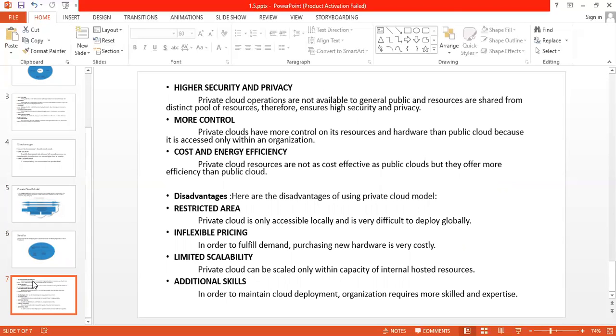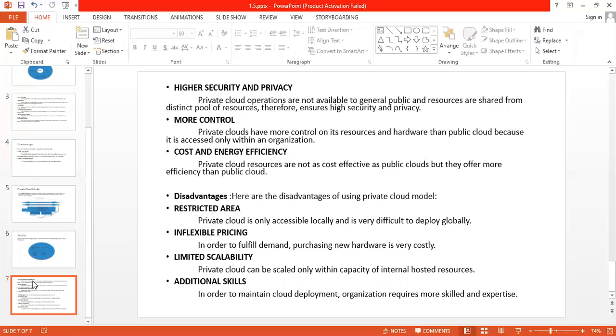So private cloud operations are not available to the general public, and resources are shared from a distinct pool of resources, which therefore ensures high security and privacy. So resources are also not available to anyone. We have to go to the pool of resources, then we have to pick it, and only an authorized person can use it. So basically, high security and privacy is maintained in private cloud.